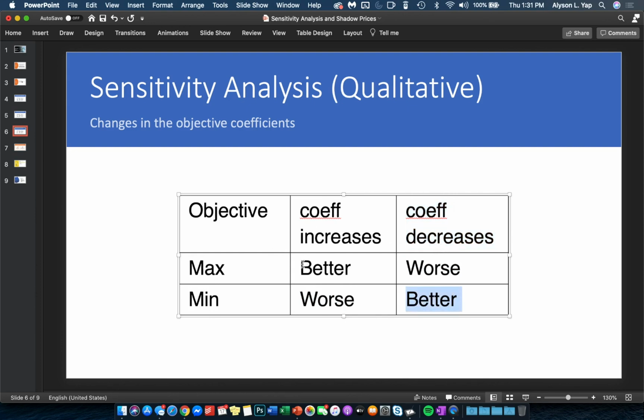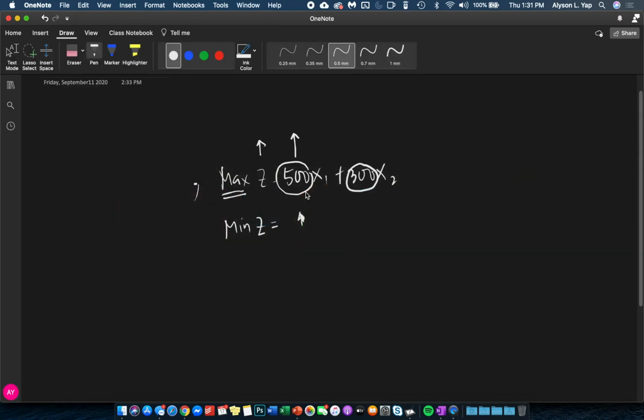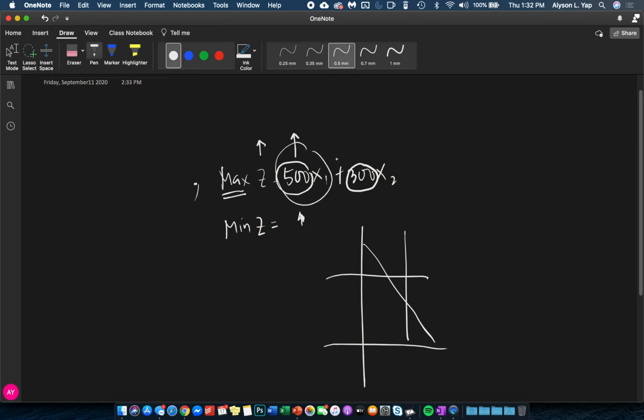Do note that in this table, I didn't use the words tightening and relaxing. Why? Because changes in the objective function do not affect your feasible region. If your constraints look like this, no matter how these two change, it will not affect your feasible region. And therefore, you cannot technically say that your model tightened or relaxed.